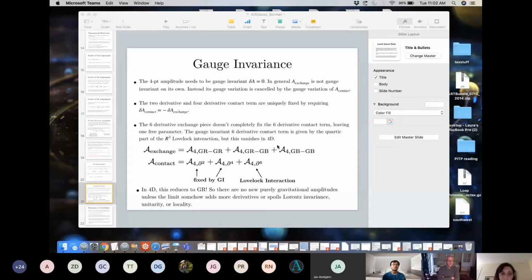So if we take everything, this exchange diagram completely fixes this one by gauge invariance. This one fixes this one by gauge invariance. We still have one available term, but this just turns out to be a Lovelock interaction. And so if we take all this into account and then we reduce to 4 dimensions, the Lovelock terms all vanish except GR, and so in 4 dimensions we just get back GR. So there are no new gravitational amplitudes unless the limit that you take somehow adds more derivatives or spoils Lorentz invariance or unitarity or locality.